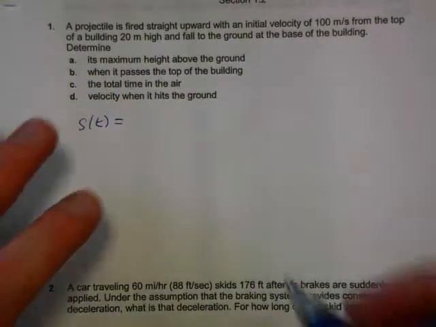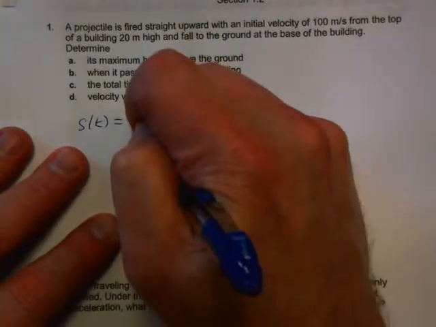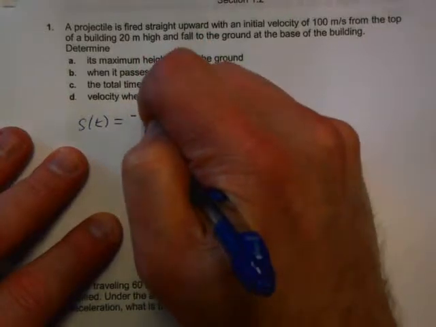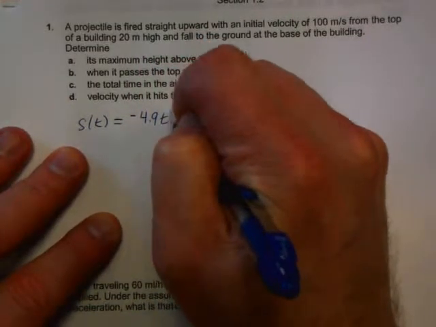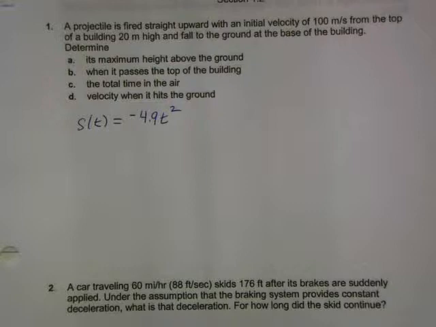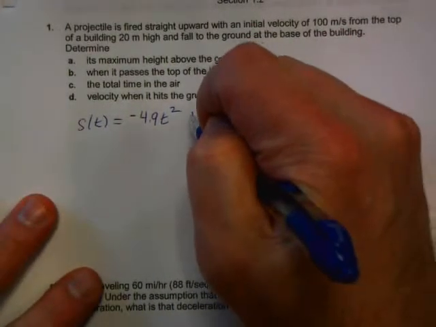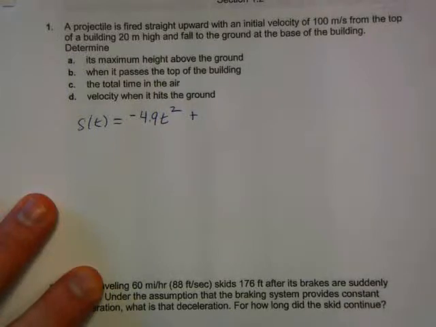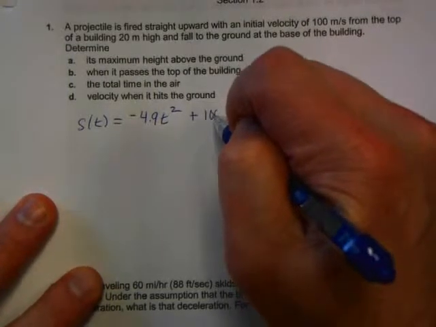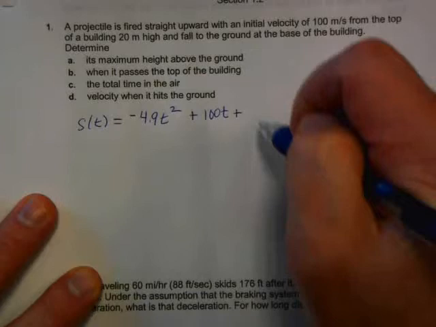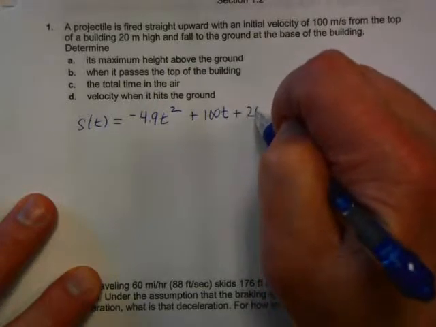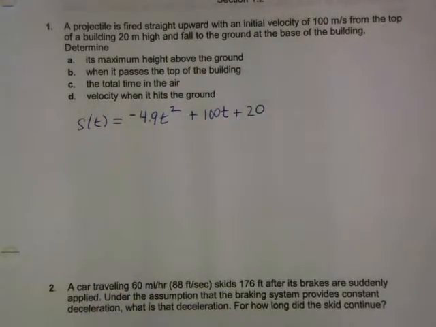All right. So that's going to be minus 4.9 t squared then, isn't it? Because that had a 1/2 a. So that's minus 4.9 t squared plus initial velocity, 100 t, plus initial height, 20. All right, so there's our position formula.